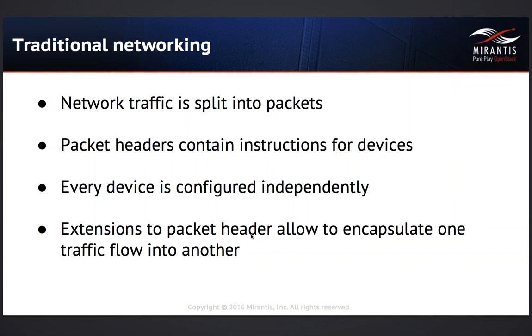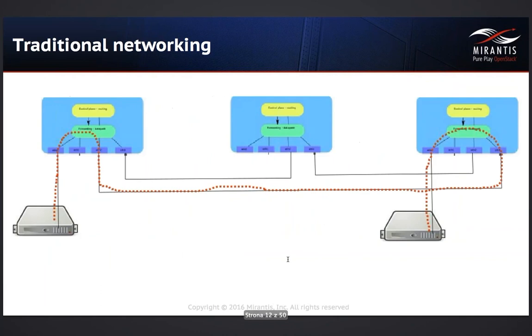We can also use extensions to packet headers to allow encapsulation of one packet into another packet. We have so-called overlay protocols like GRE, VXLAN, and so on. So it's also possible to tunnel one packet inside another packet. So this is traditional networking. This is how a simple traditional network can look. We have three routers here. They are interconnected. Then we have some computers connected to those routers.